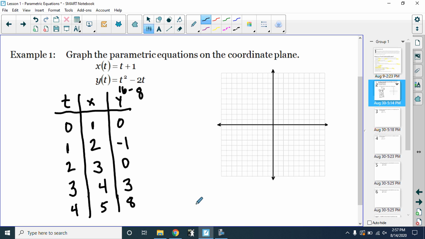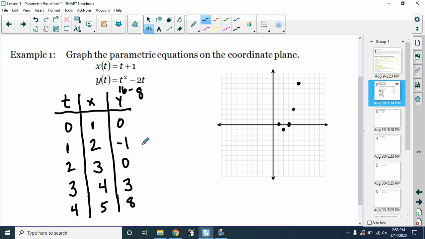So when we're graphing it, we're going to plot the xy values. So we have the point 1, 0. We have the point 2, negative 1. We have the point 3, 0. We have 4, 3. 1, 2, 3, 4. And we have the point 5, 8.